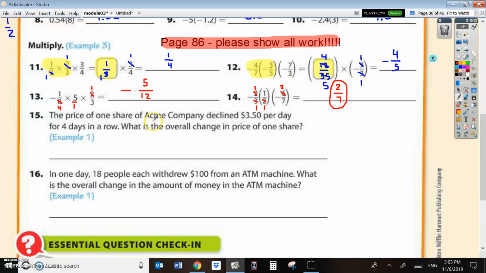The price of one share of Acme Company declined. That's negative $3.50 per day for 4 days in a row. What is the overall change in price of one share? So negative $3.50 times 4. But remember, you can just forget the decimal and do 35 times 4. 12 plus 2 is 14. Okay, so this is 140 also. But now bring the decimal back. Negative times a positive is a negative. So the stock lost $14.